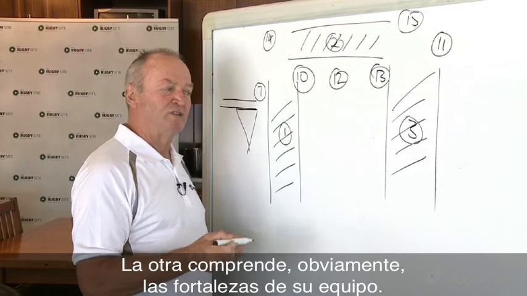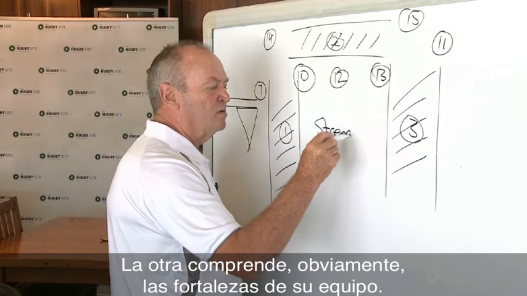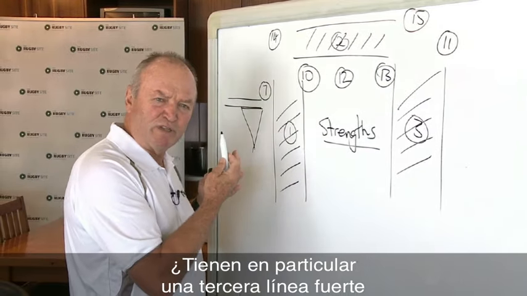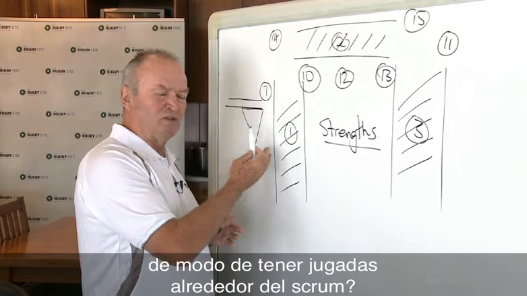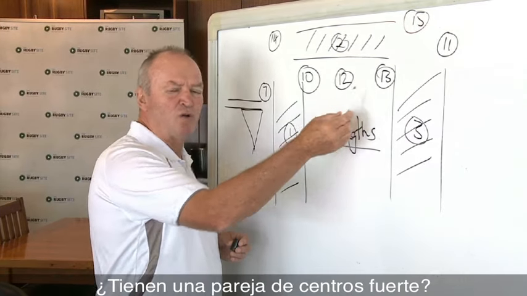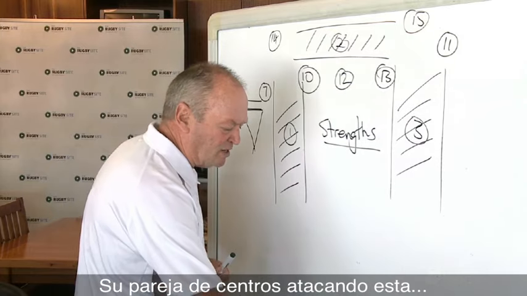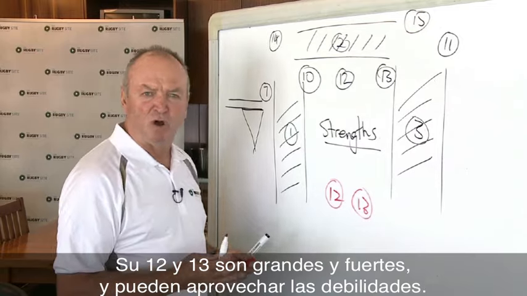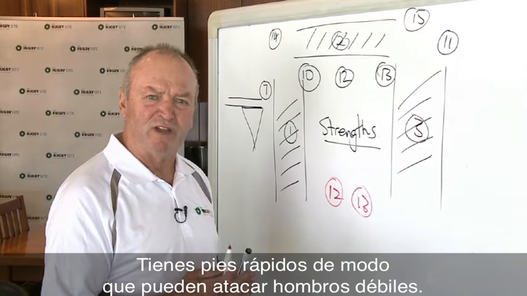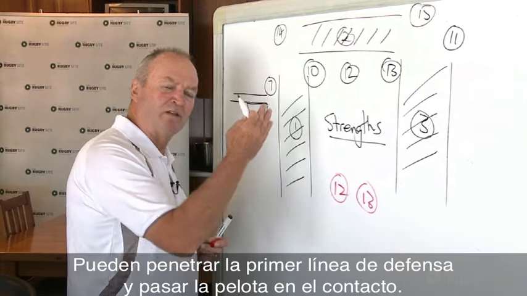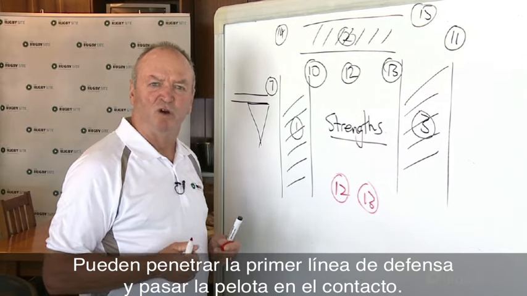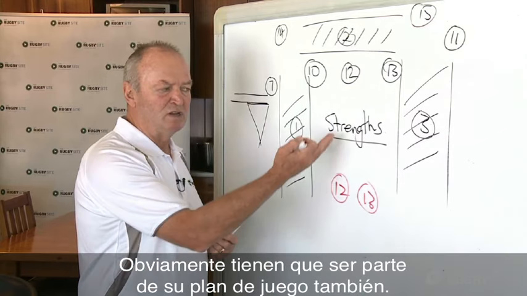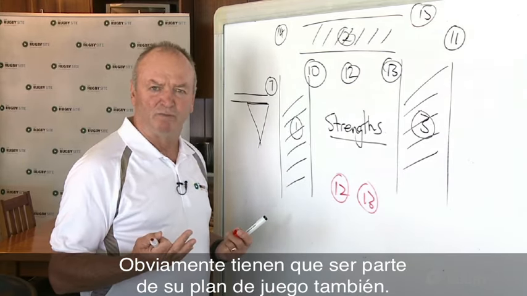The other one is obviously the strengths of your team. What are the strengths? Have you got particularly strong loose forwards, so you have moved around the scrum? Have you got a strong centre pairing, so your 12 and 13 are big and strong and they can exploit weaknesses and they've got good feet, so they can take weak shoulders and they can bust the first line of defence and get the offload going. Have you got particularly quick wingers? What is your strength? So you need to bring them obviously into your game plan as well.